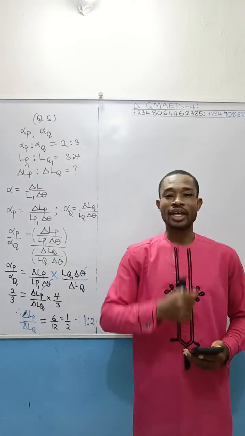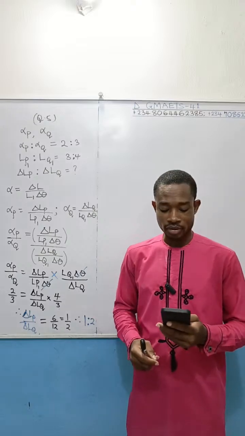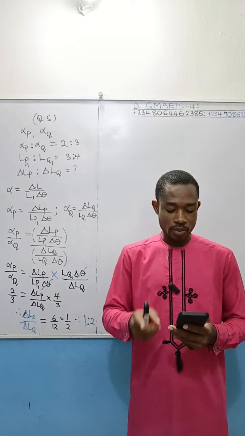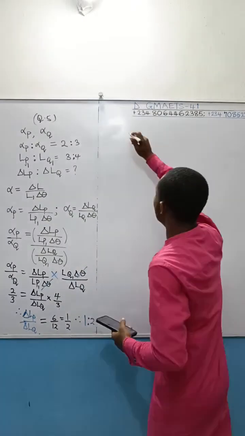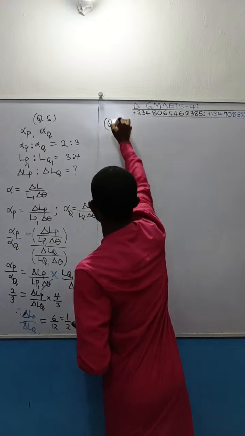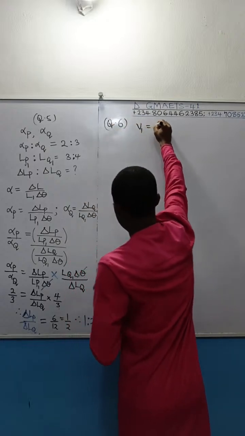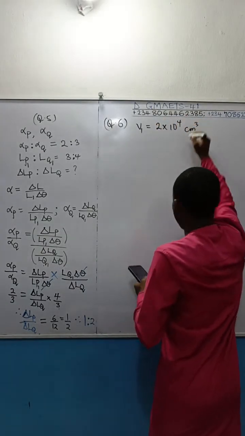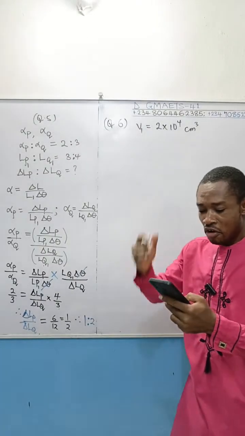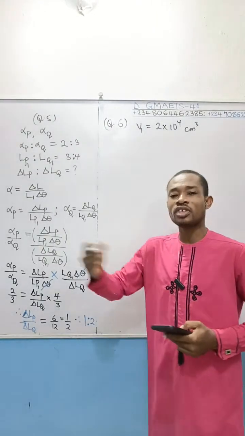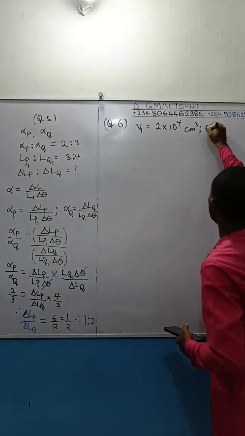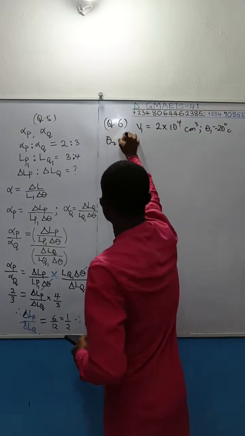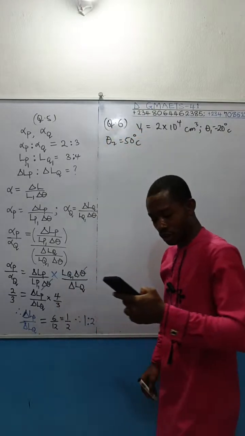I'm going to take the question again. I'll be faster and ready this time around. A glass bottle of initial volume 2 times 10 to the power of 4 cubic centimeter. So the initial volume of the glass bottle, V1, is equal to 2 times 10 to the power of 4 cubic centimeter, is heated from 20 degrees centigrade to 50 degrees centigrade. So theta 1 is 20 degrees centigrade or Celsius. Theta 2 is equal to 50 degrees centigrade or Celsius.